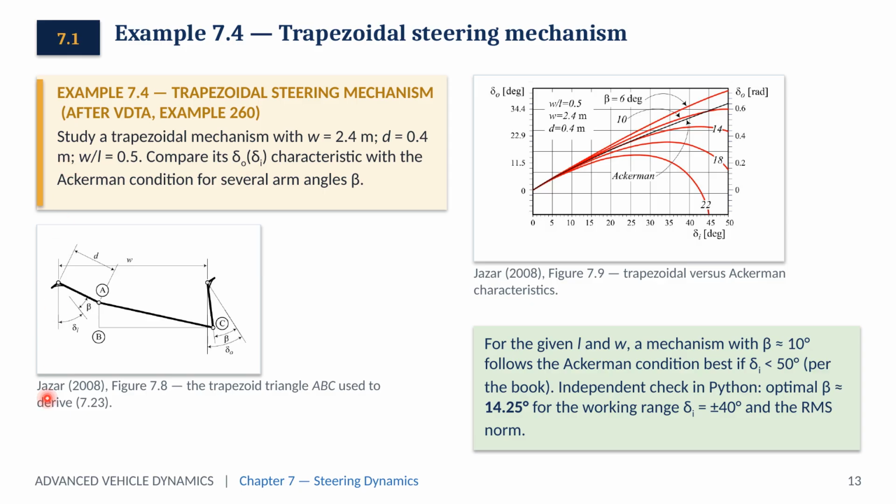From triangle ABC, we derive equation 7.23. Figure 7.9 shows that a beta near 10 degrees follows Ackerman best, while delta I stays below 50 degrees. A Python check gives an optimum beta near 14.25 degrees.